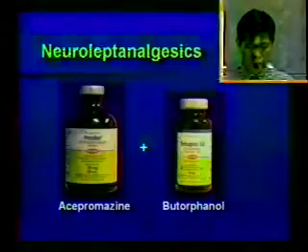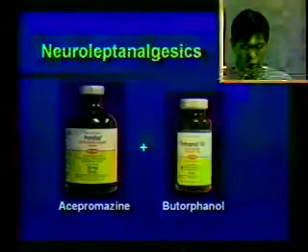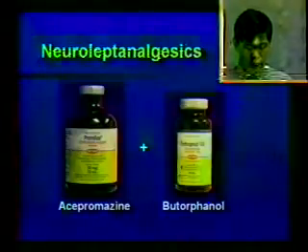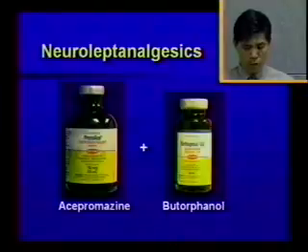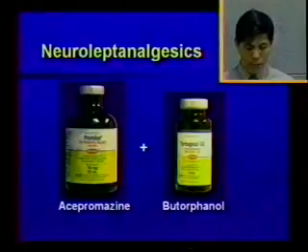Another neuroleptanalgesic combination that maybe you have used is a combination of acepromazine and butorphanol. Ace, the tranquilizer, butorphanol, the opioid. This combination provides very good sedation, profound sedation. And there is the analgesic effect of butorphanol in this combination.